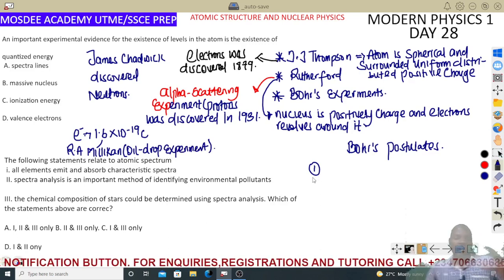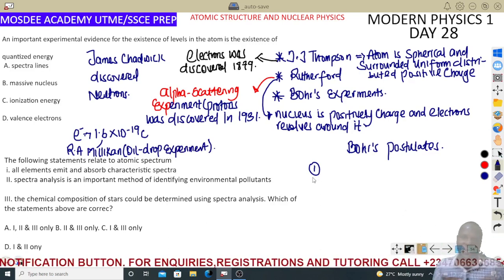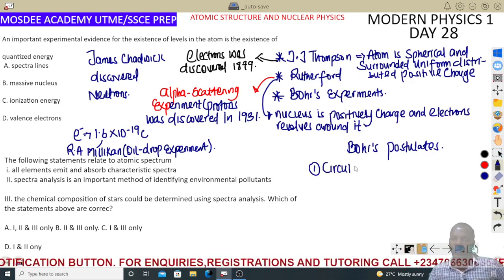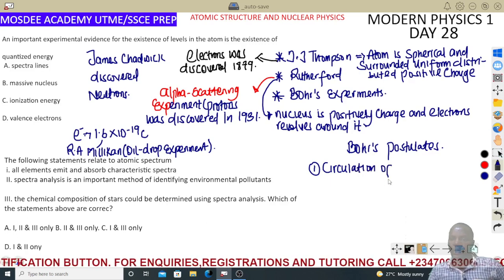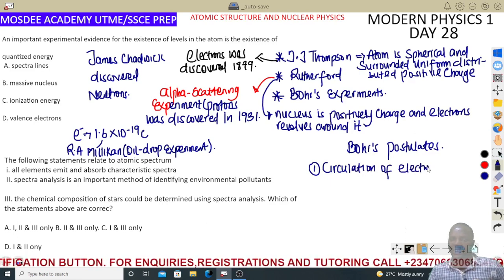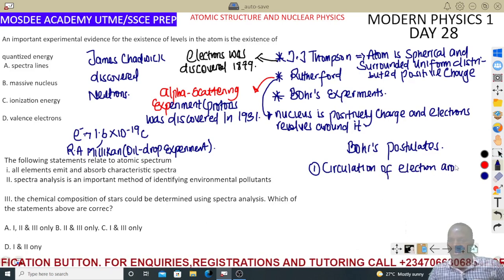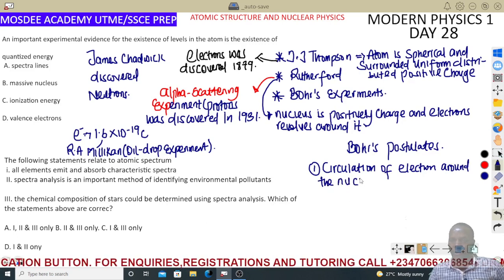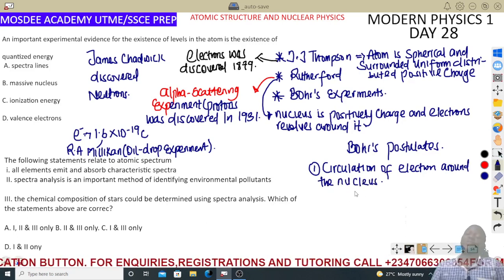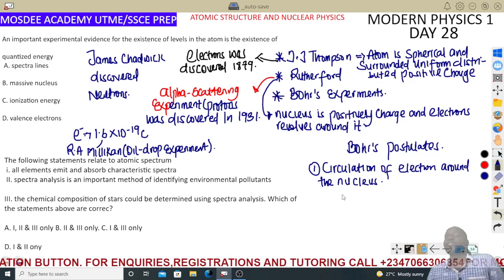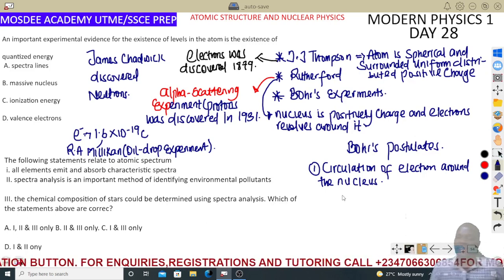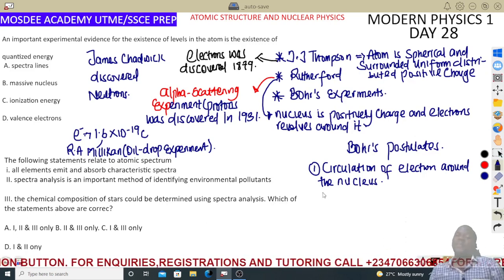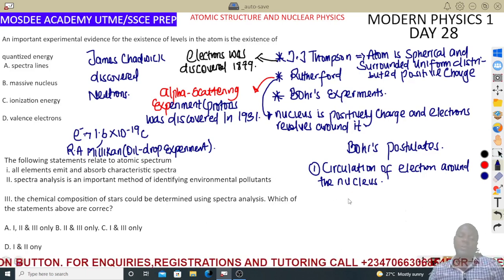Like I said, the revolving, the circulation of the electron around the nucleus. So the first one was talking about the circulation of the electron around the nucleus. It was the only successful experiment of its time, but it was still a postulate because it was based on the experiment. The mathematical interpretation was not proven by him, and this is very simple.